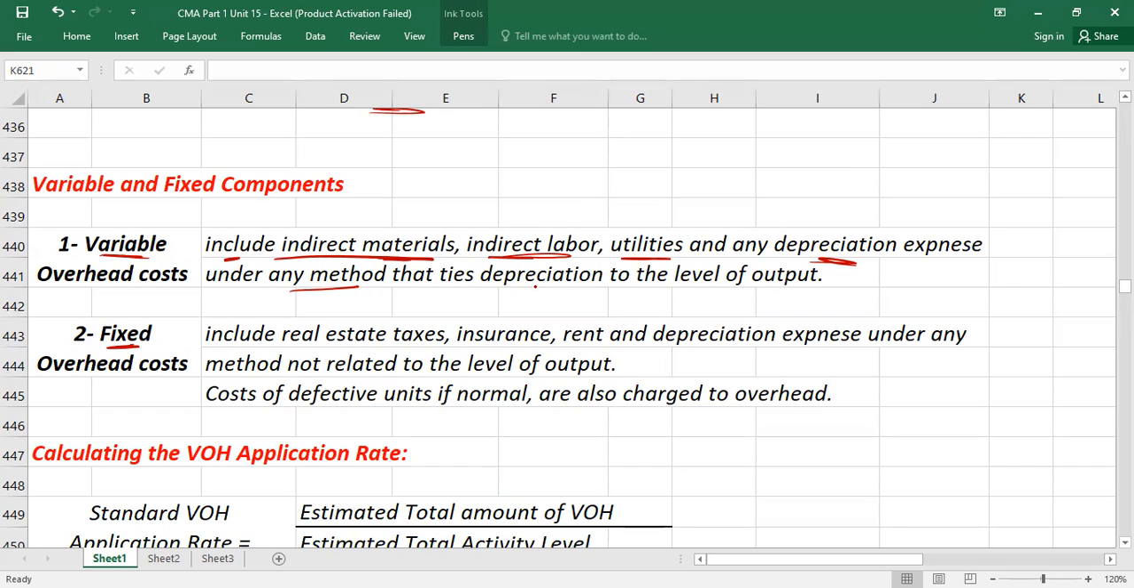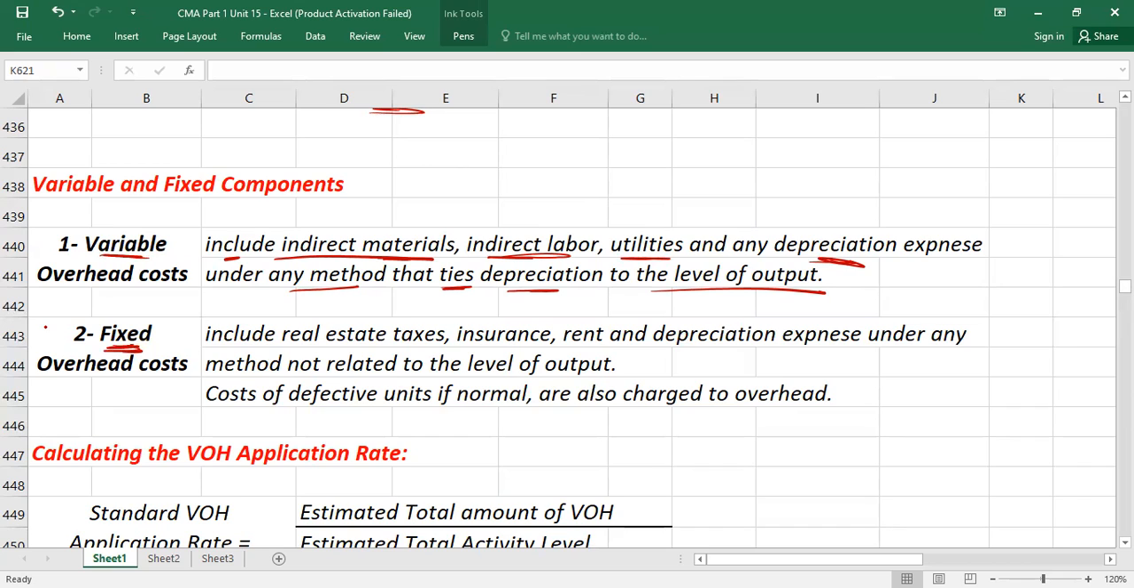But if you are calculating depreciation based on output, for example, a taxi car. If you are depreciating the car based on mileage, then if you drive more mileage, more depreciation will come. If you drive less mileage, less depreciation will arise, right or wrong? So then it will become variable. It means depreciation expense can be variable only if it ties the depreciation to the level of output. If it has no connection with the output, like under the straight line method or reducing balance method, then it will be treated as fixed overhead. Then you have another overhead cost that is called what?